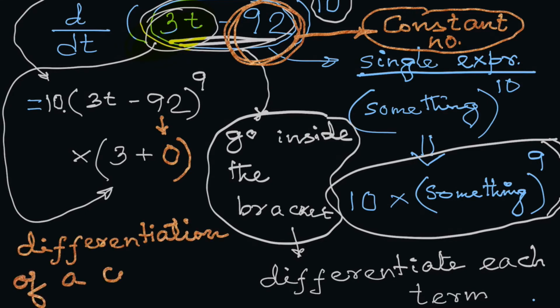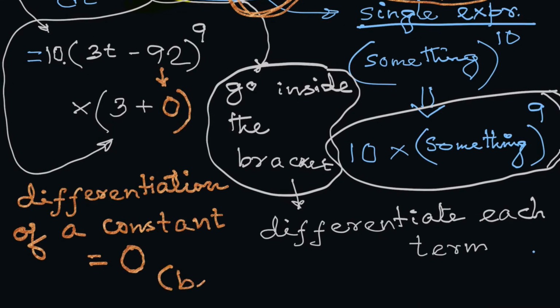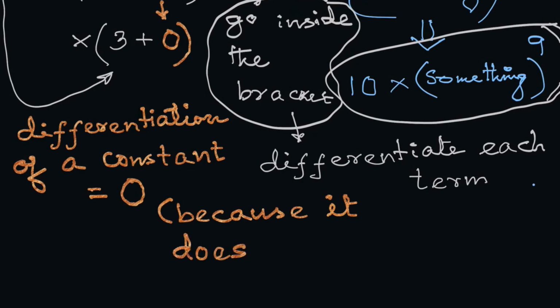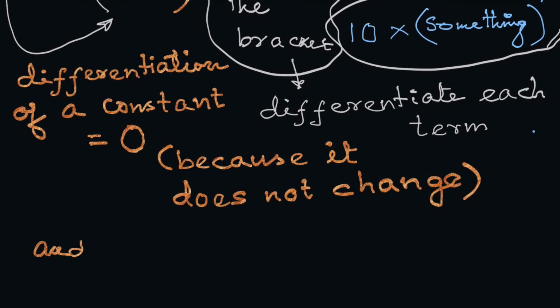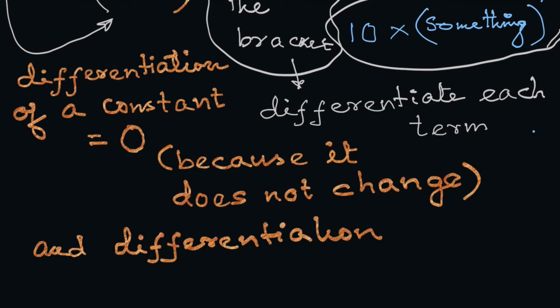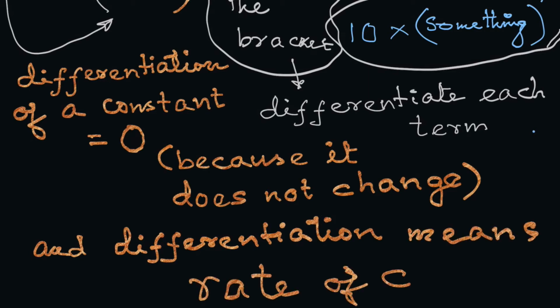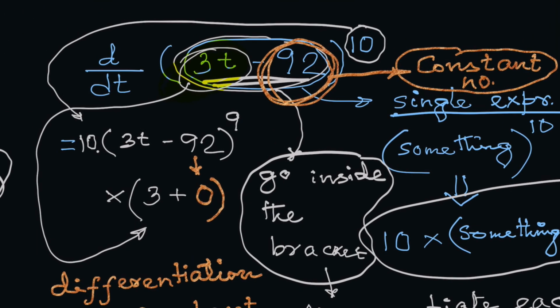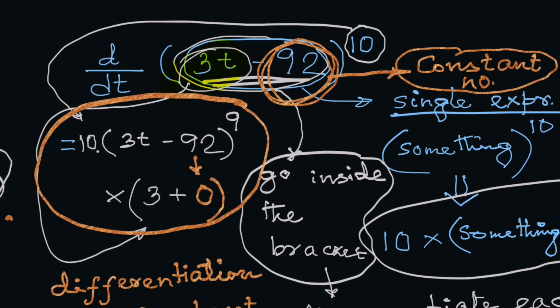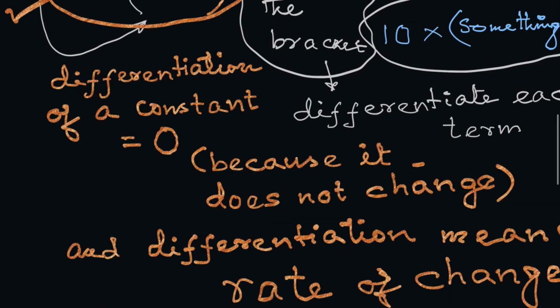Remember this important thing, the differentiation of a constant is always 0. Why? Because it does not change with time, I mean, with anything. And differentiation means nothing but rate of change of that quantity. Now, if it is a constant, then rate of change is 0.